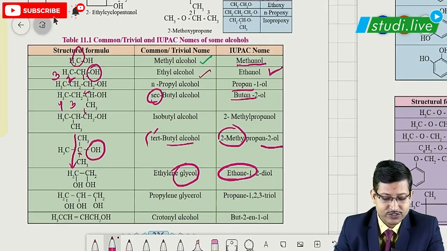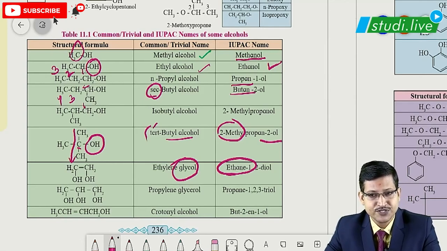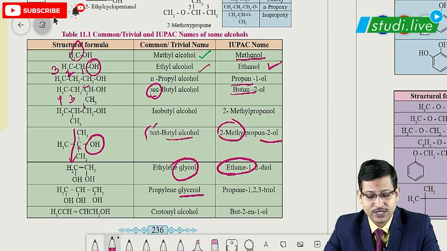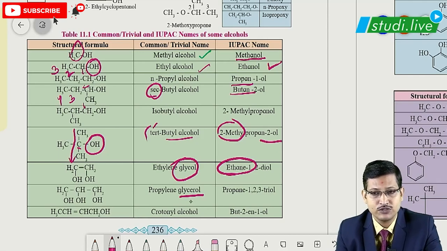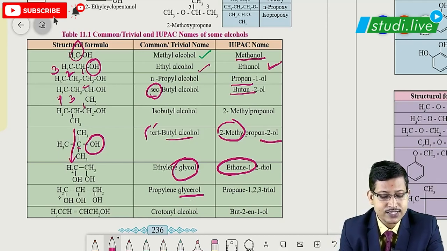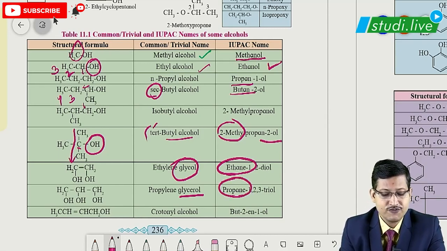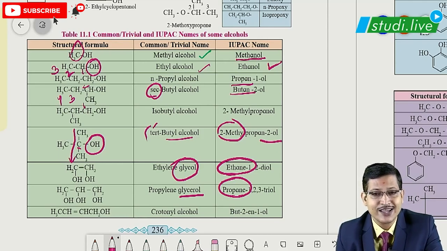Alright, the next structure on your screen is CH2OH, CHOH, CH2OH. So there are 3 carbon atoms with 3 OH groups. That 3 OH group system is called glycerol. That is basically termed glycerol, and the name of the compound is propylene glycerol. And here it is first, second, third. So in all it is propane, with first carbon, second carbon, third carbon. So it is propane-1,2,3-triol. Tri is 3, so it is 1,2,3-triol.